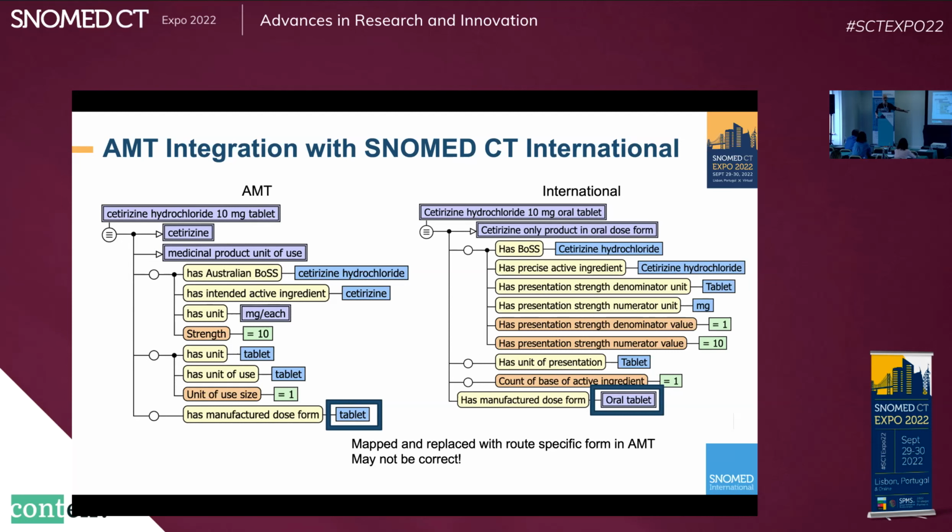But what I've done to work around that is I used property axioms to declare the concentration and the presentation strength properties in the international edition to be equal to each other, which basically removed the distinction. And I determined that was safe to do because then I reclassified the international edition and there were no changes. So that distinction being made internationally is a barrier to connecting AMT and DMD up, but it doesn't actually change anything about the international content.